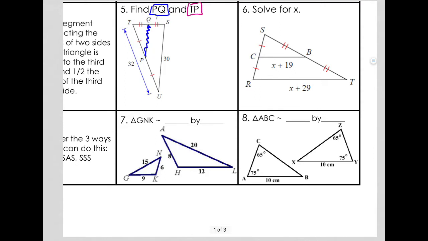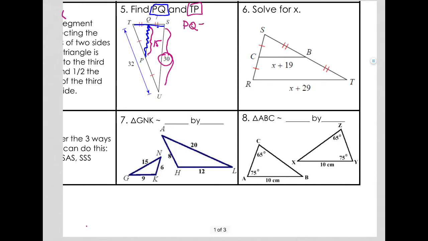Remember, a mid-segment splits the sides into 2 equal parts. So it splits both sides into 2 equal parts. So whenever we have a mid-segment, remember that the relationship is that the mid-segment length is half of whatever it's parallel to, whatever the measurement of the side it's parallel to. So if that's 30, mid-segment's 15. So that is our PQ.